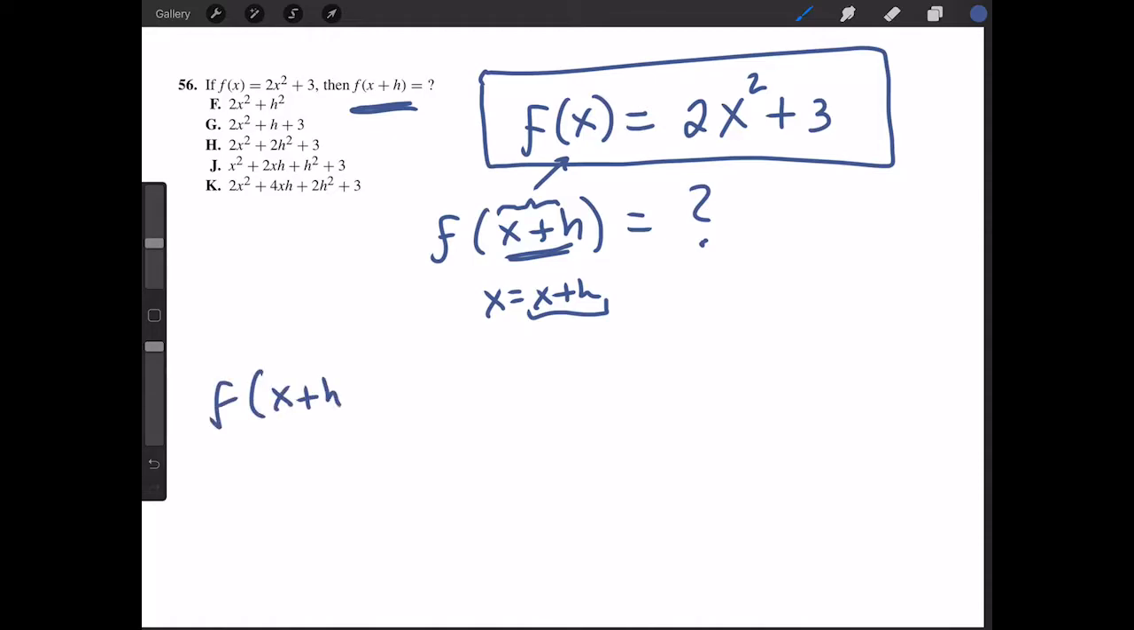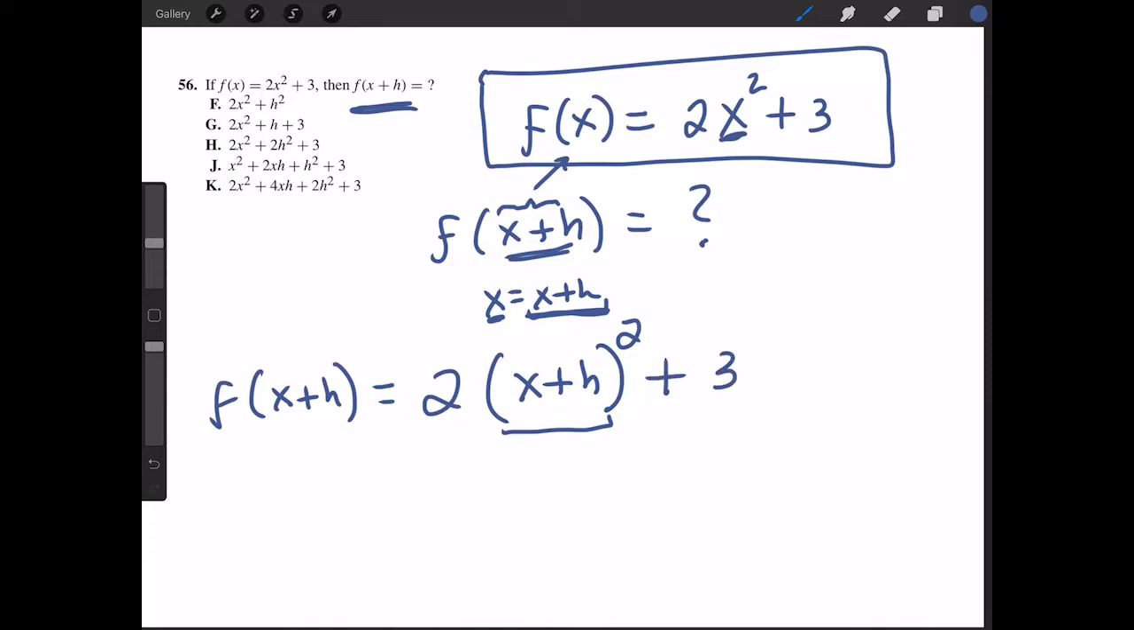So f of parentheses x plus h is going to be equal to 2 times, what's inside of the parentheses? What are we replacing x with? X plus h. Now, very careful, outside of the parentheses is where the exponent goes because you're squaring x. And x happens to be the sum of these 2 terms, so you have to plug that into a parentheses, and you're squaring that parentheses, and then the plus 3, don't forget. Okay, so careful with this.